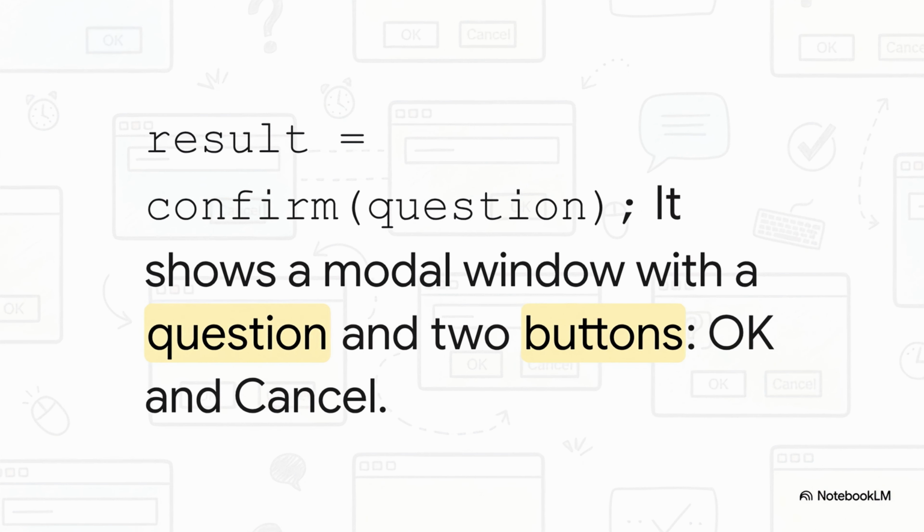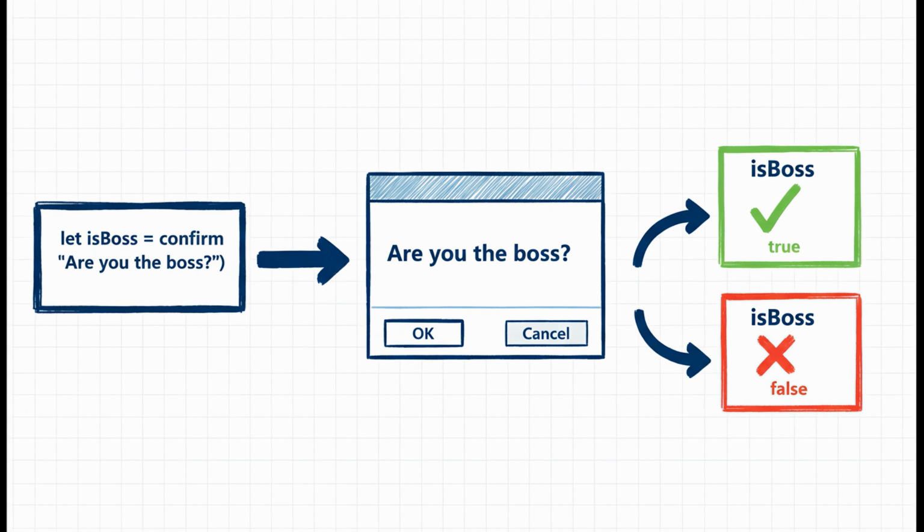And the syntax, it's so simple. You just give it one thing, the question you want to ask. The browser takes care of the rest, creating those OK and cancel buttons for you automatically. Super easy. So when this code runs, a little box pops up and asks, "Are you the boss?" Pretty straightforward. If the user clicks OK, then our isBoss variable gets the value true. If they click cancel, or even just hit the escape key, that variable becomes false.